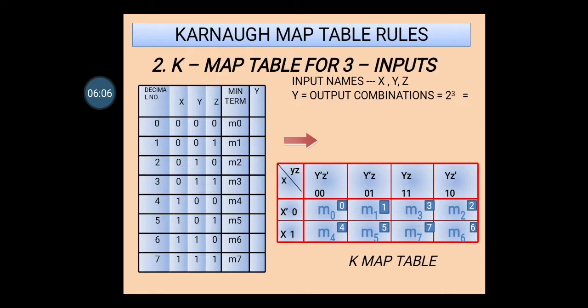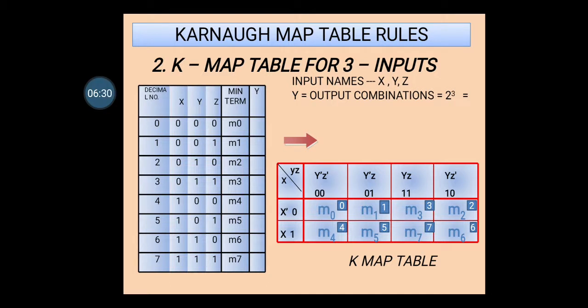Now we'll see the K-map table for 3 inputs. The truth table is shown here. X, Y, Z are the 3 inputs. X is the MSB bit and Z is the LSB bit. Now how I arrange, you have to check it here in the table. MSB bit, only one bit I have taken. I have arranged it column wise, and Y and Z I have taken and arranged row wise.